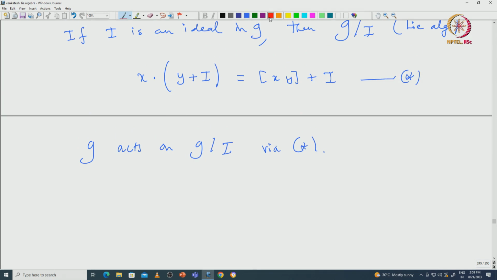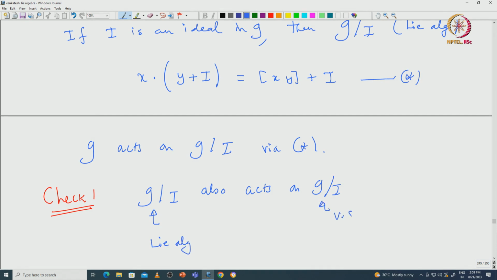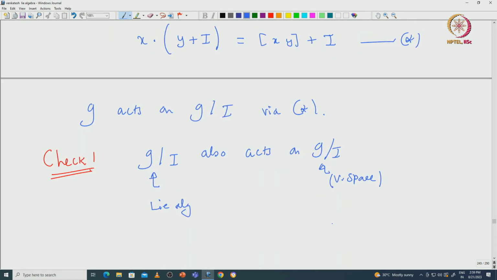So, there is another action of G mod I on G mod I, okay, because G mod I is a Lie algebra. Okay. So, this is something you check. So, G mod I also acts on G mod I, because this is a Lie algebra and you can think of this as a vector space. Okay. So, again how does it act? Via the adjoint action.